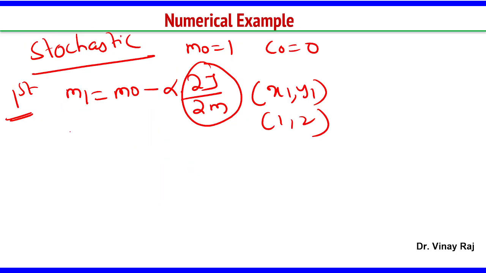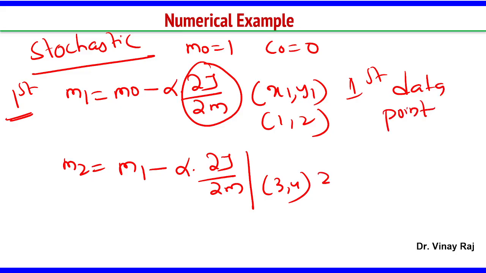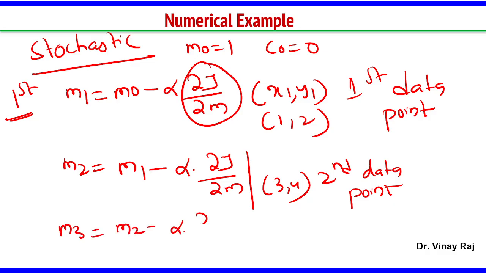Then when I am calculating m2, I will use m2 equal to m1 minus alpha into dou j by dou m at 3 comma 4, only the second data point. In the first iteration, the first data point; here I will be using the second data point. When I am going for the third iteration, m2 minus alpha into dou j by dou m, here I will use the third data point, that is 5 comma 6.